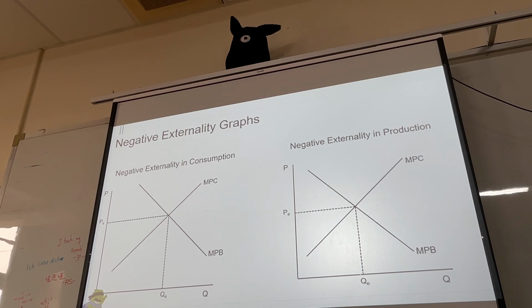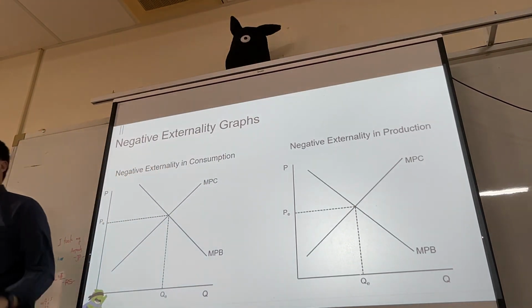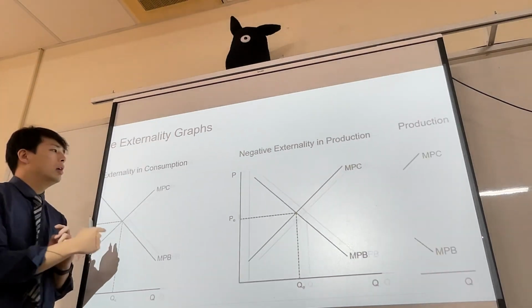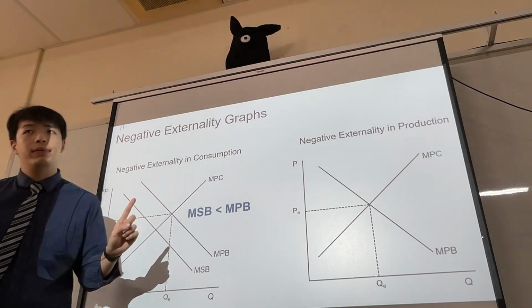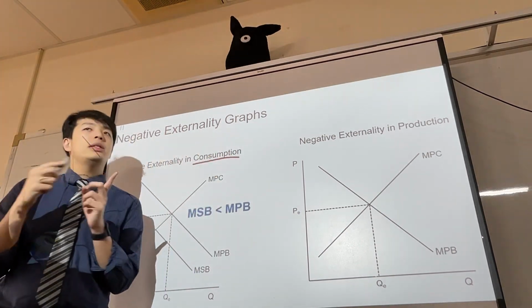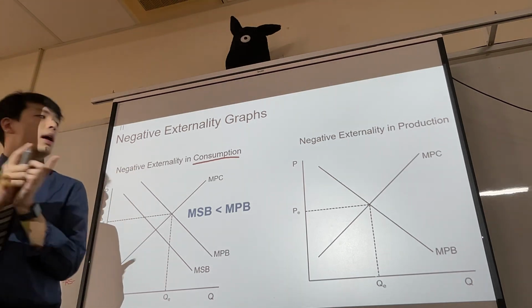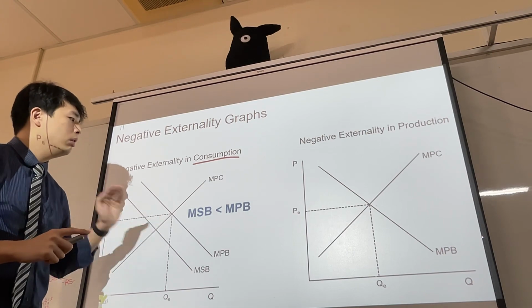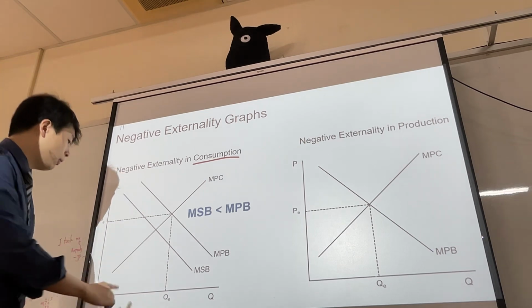We good? Now, negative externality in consumption, how does that represent in the graph? All right, this is a formula. Consumption has to do with benefits. This is a waste, but you didn't cost anything, so it has nothing to do with cost, guys.